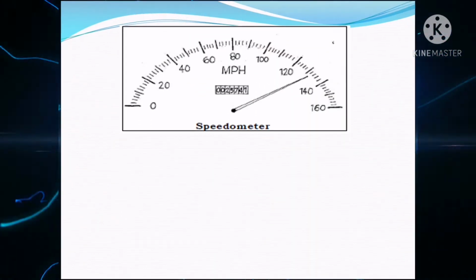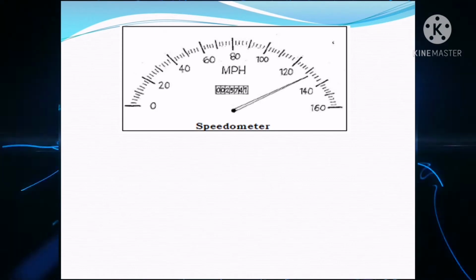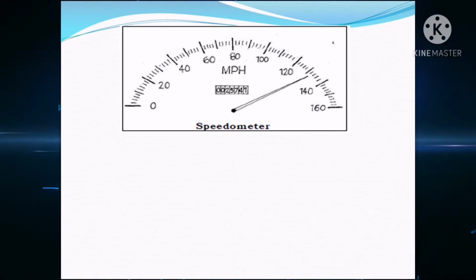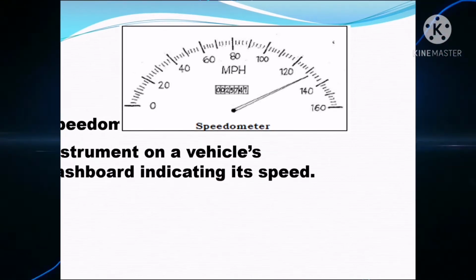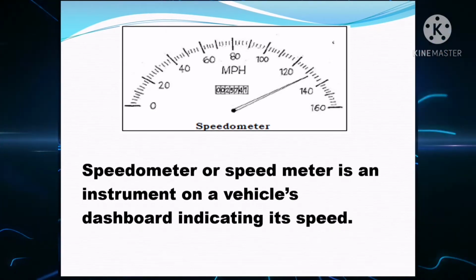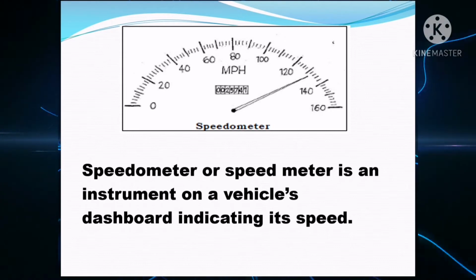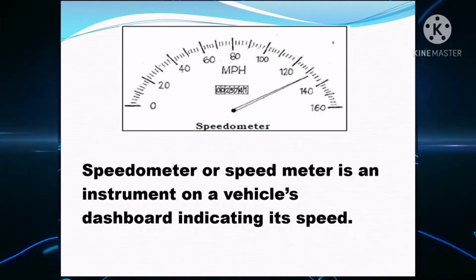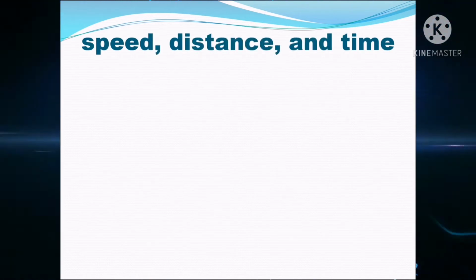Alright, do you know what this picture is? Very good. That is a speedometer. A speedometer or speed meter is an instrument on a vehicle's dashboard, indicating its speed. Now, let us understand speed, distance, and time.